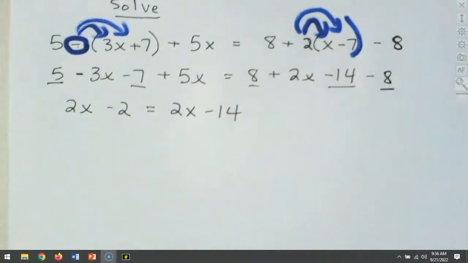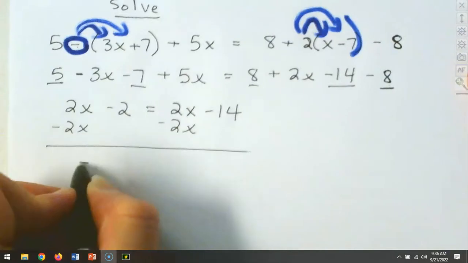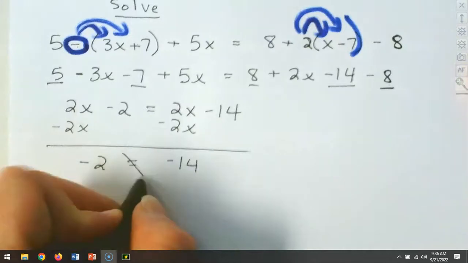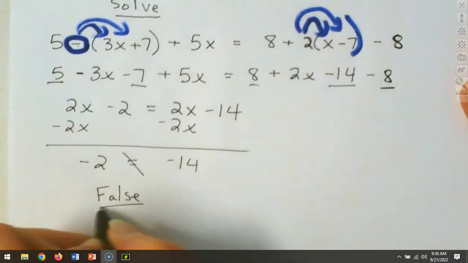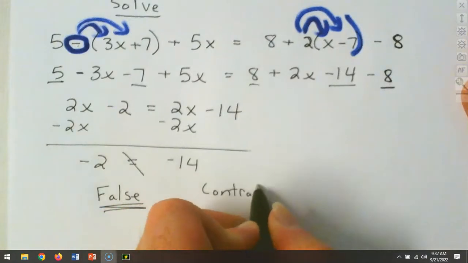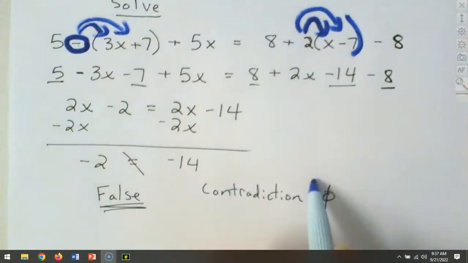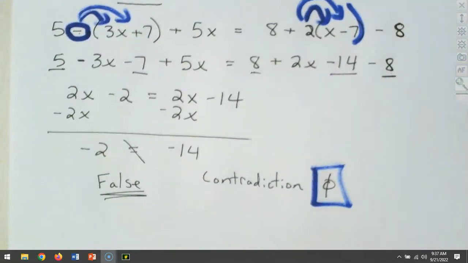Okay, what do we now notice? Both sides have what? 2x, don't they? So what's going to happen when I move that 2x over? I've now got something that doesn't work. Right? Because negative 2, does that equal negative 14? No, can't happen. So this is false. And what kind of equation is this? This is a contradiction. And it has no solution. That is the Greek letter phi, okay, lowercase phi. That means no solution. It just means no number works because it's false.